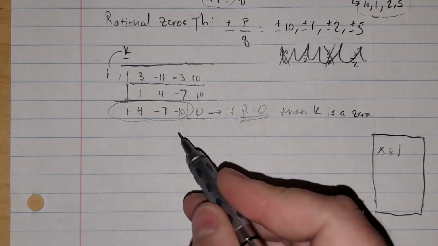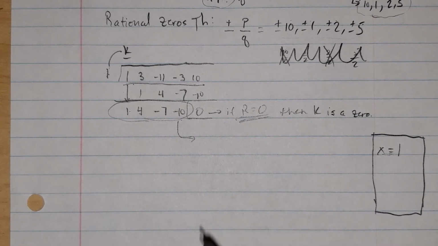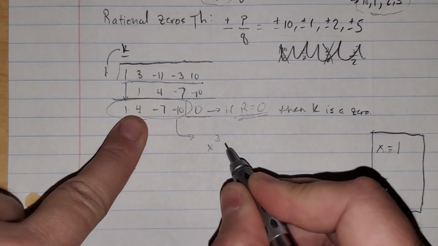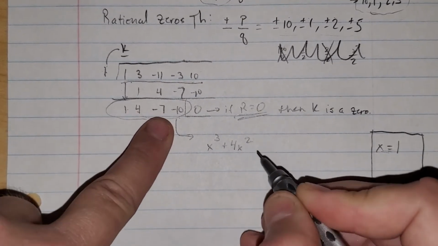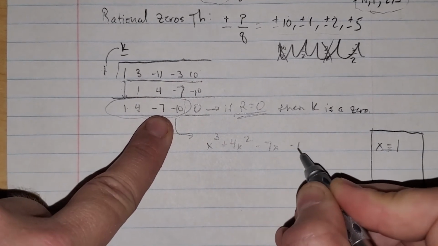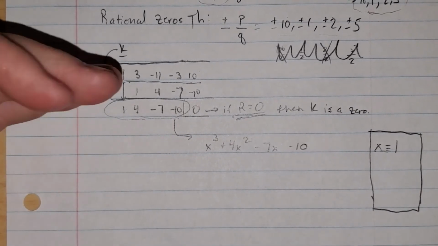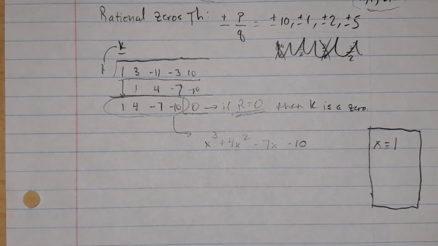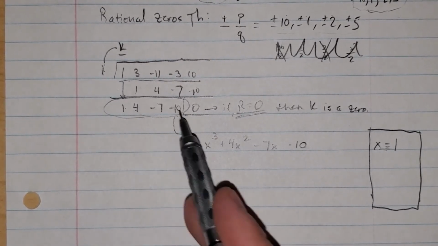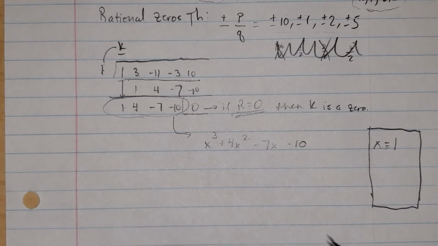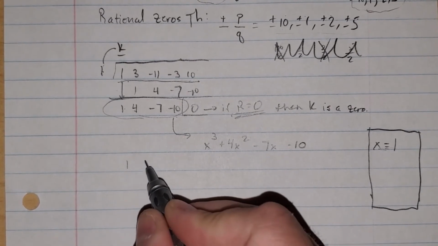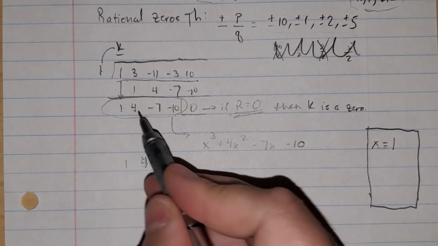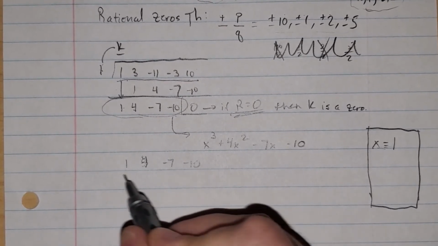This is a 3rd degree polynomial. Follow along with the numbers: 1x cubed plus 4x squared minus 7x minus 10. So if you convert back from synthetic division to a problem, that's how you would do it. We don't want to do that, but I want you to make sure you understand those numbers represent that polynomial. So I'm going to take the 3rd degree polynomial: 1, 4, minus 7, minus 10.